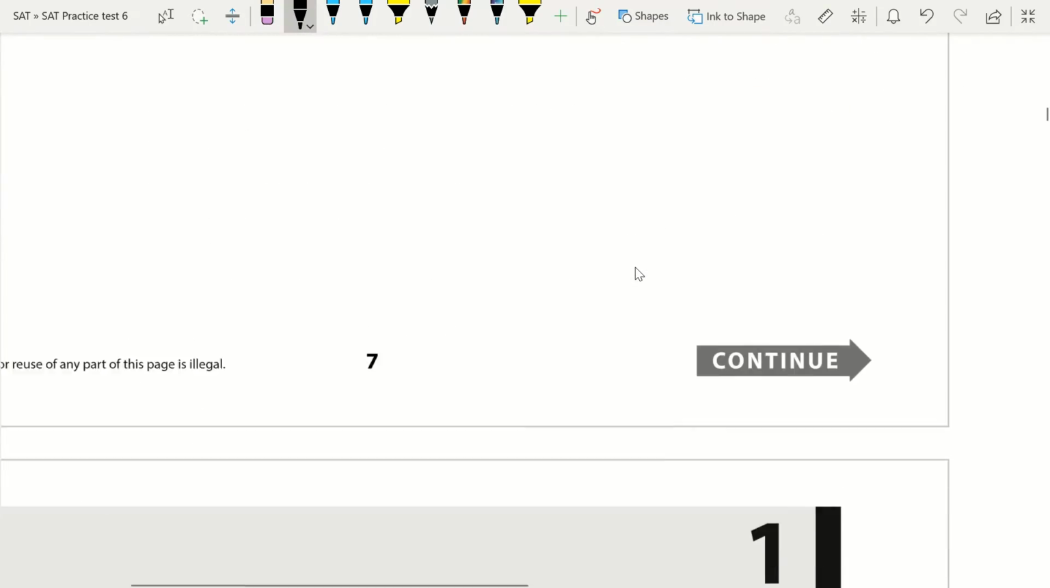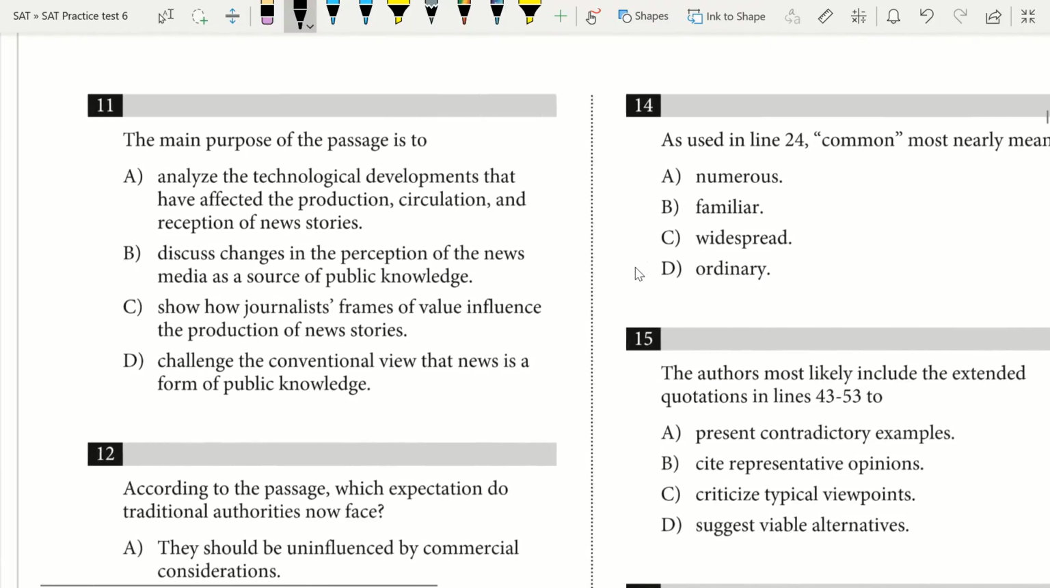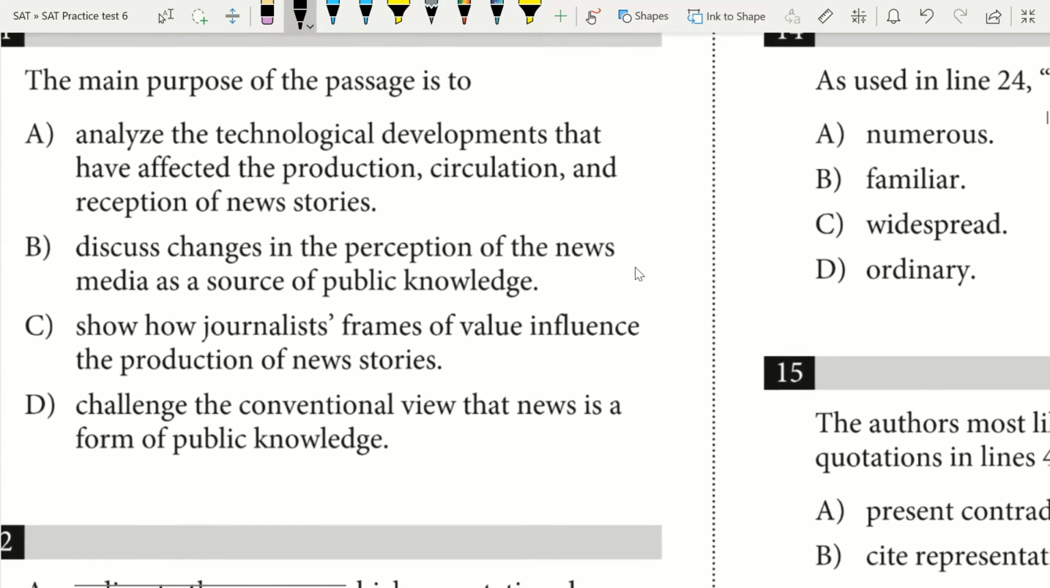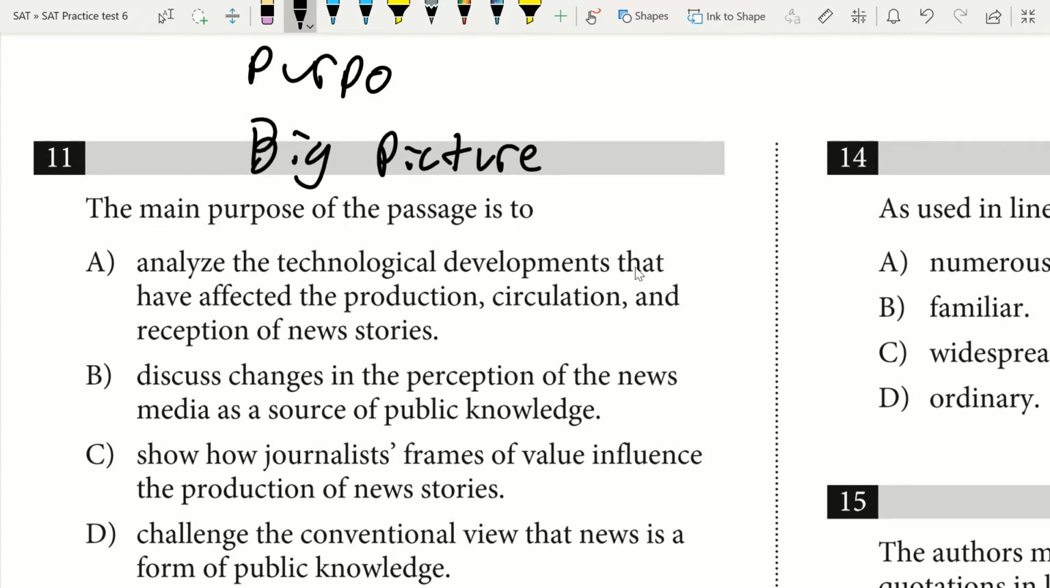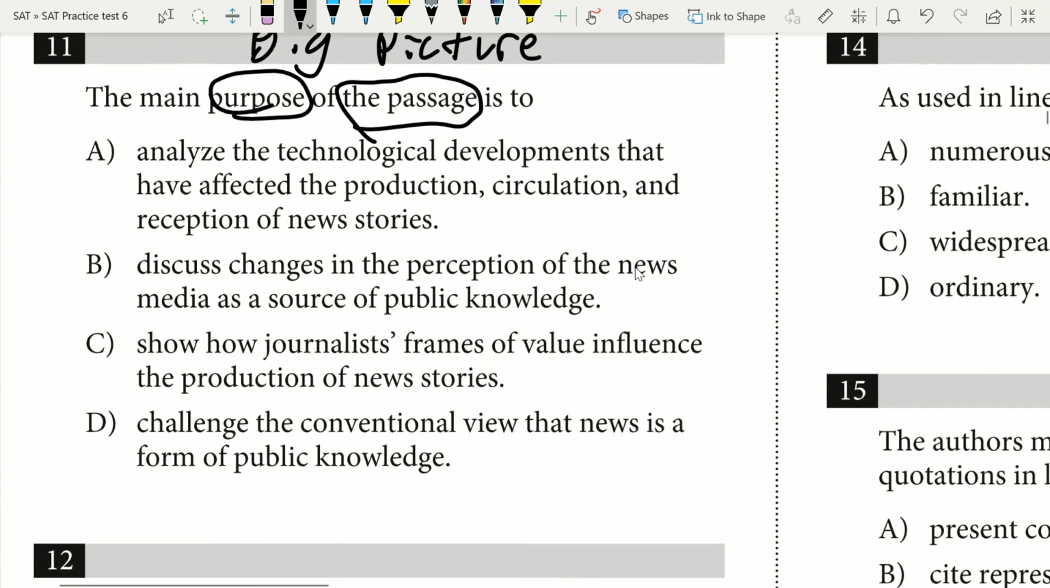All right, so with that, we had a table, and now we can go and get into our questions. So we got the main purpose of the passage is to what? Well, this is going to be a big picture question because it's asking us about the main purpose of the passage. So big picture question. It's also a purpose question, right? A lot of times question types are going to intersect a little bit, right? In this case, we want the purpose of the whole passage, so the big picture purpose, right? What's the purpose of that whole passage?